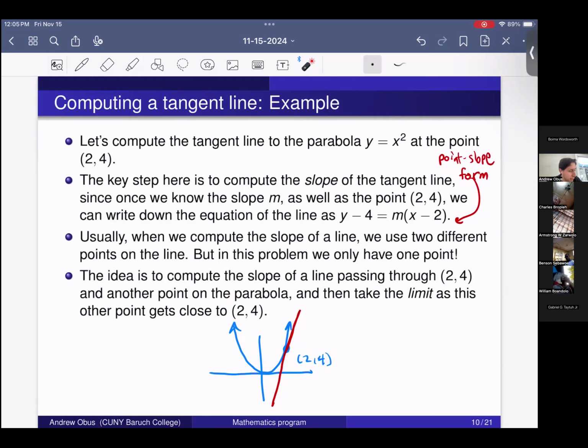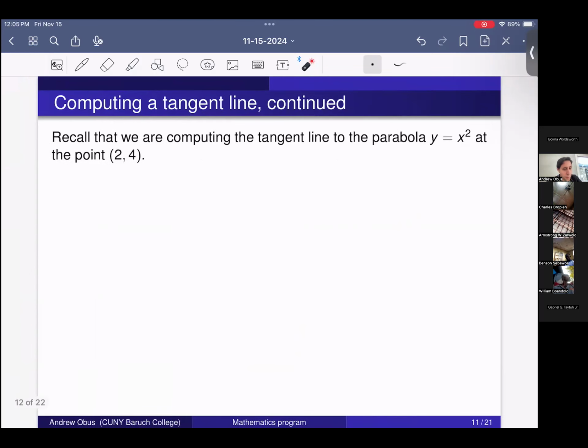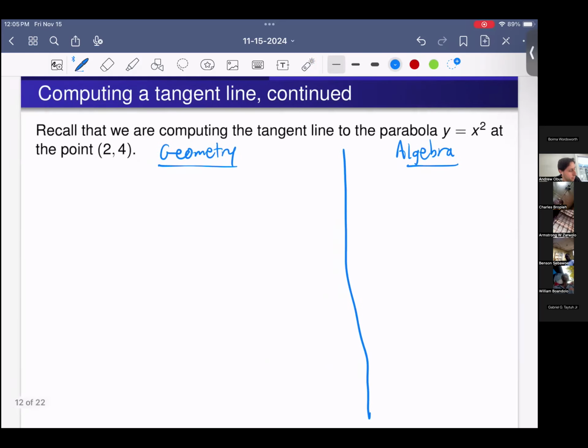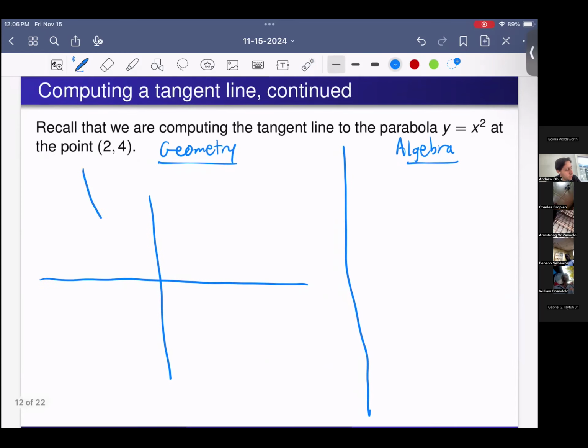So I'm going to draw this picture again on the next page, but I'm going to do it bigger. Okay, so let's draw the picture. So recall we're computing the tangent line to the parabola y equals x squared at the point 2,4. So let me draw this bigger. The algebra is going to be over here. This here is going to be the geometry. Okay, so let me draw the graph. I'm going to draw the parabola. It's going to look like this. Here's my point 2,4.